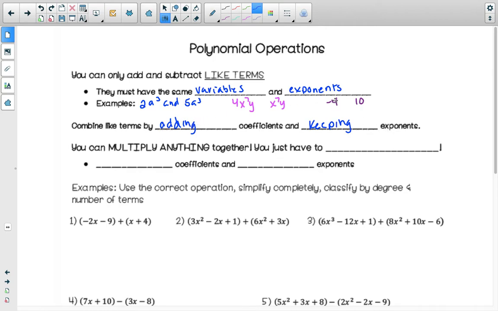Combining them means we could either add or subtract, so we would just be combining them like we would normally do normal numbers. Now with multiplication, you can multiply anything together. You just have to make sure to distribute.